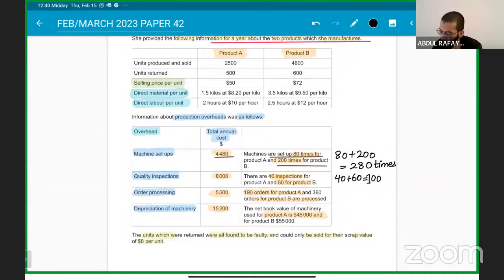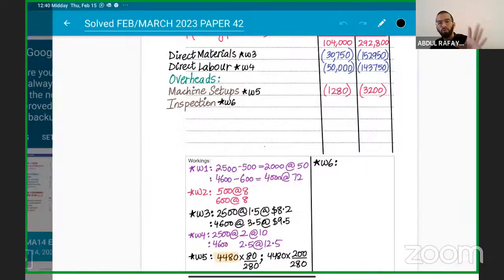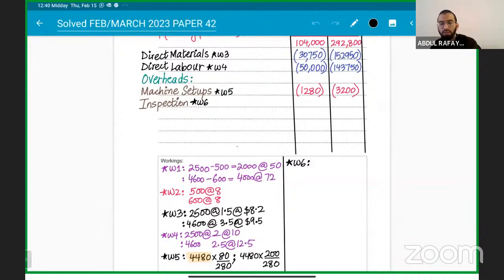inspections for product B. So we can say 8,000 into, because I hope everyone is getting the concept behind it, that whoever has fewer inspections, whose cost pool is smaller, their cost driver, their overhead cost will also be lower. Getting it, guys? Clear? So we have $8,000 into 40 divided by 100, and it will be $8,000 into 60 divided by 100 for product B. Everyone got this clear? Hello? Everyone got that right?